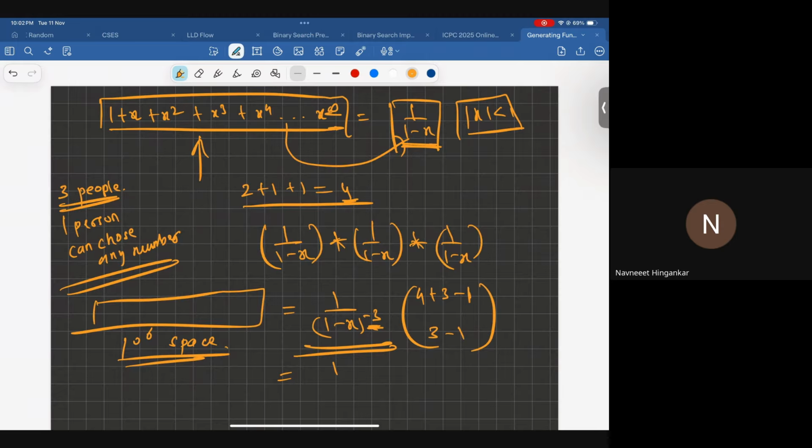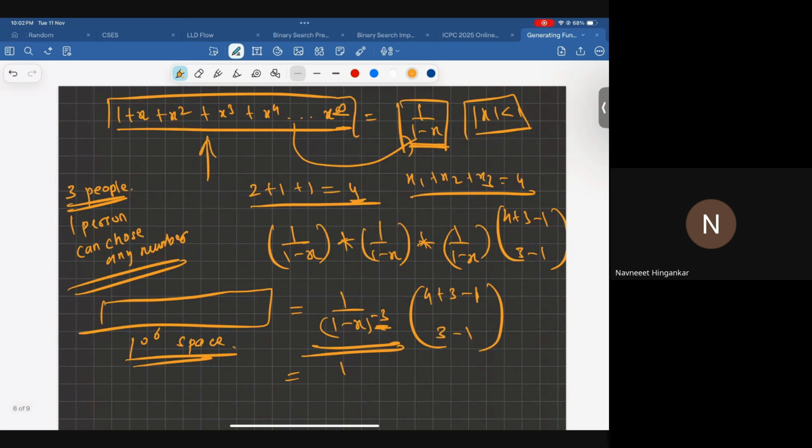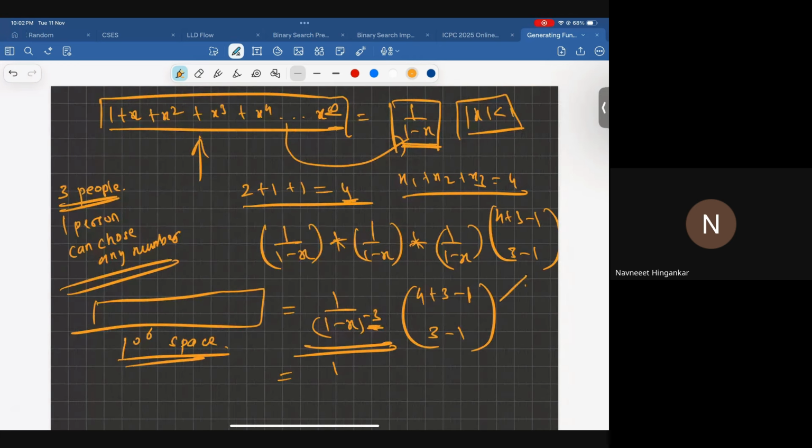This is also a stars and bars kind of thing: x1 plus x2 plus x3 is equal to 4. How many total solutions? You calculate using stars and bars, so it's (4 plus 3 minus 1) C (3 minus 1). Either way, this formula can be remembered using the stars and bars formula, because both are equivalent for an infinite series.